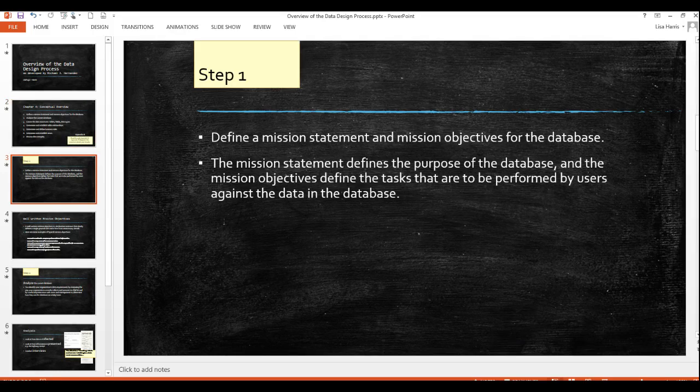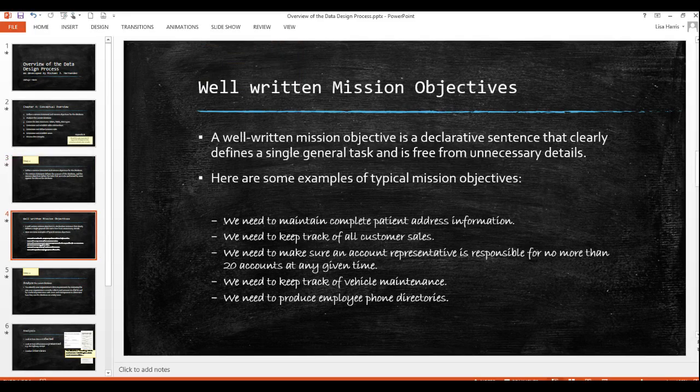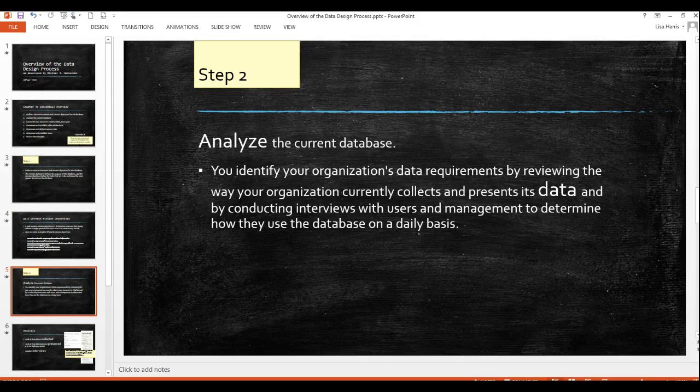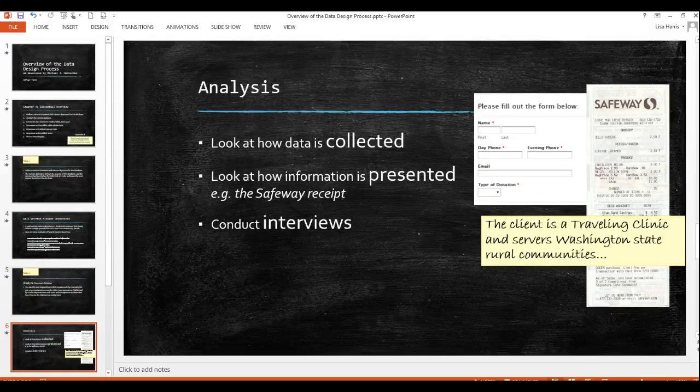So again, step 1 for Hernandez is to develop a mission statement and objectives, and again, take a look at that on your own. Step 2 is to analyze the current database, and of course this means you're going to identify the organization's data requirements, review the way the organization collects and presents its data, and conduct interviews with users and management to determine how they're going to use the database on a daily basis.